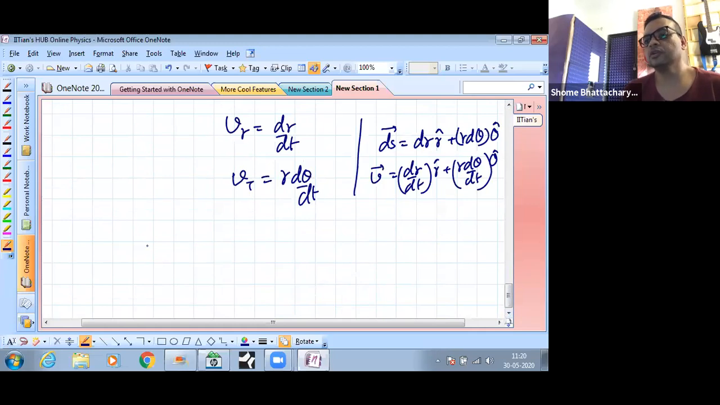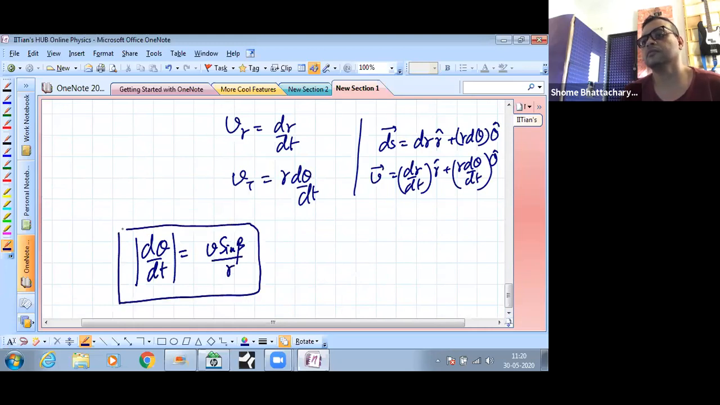So d theta by dt will have a magnitude, we'll talk about plus minus later, of v sin beta divided by r. Okay. This is the general thing.